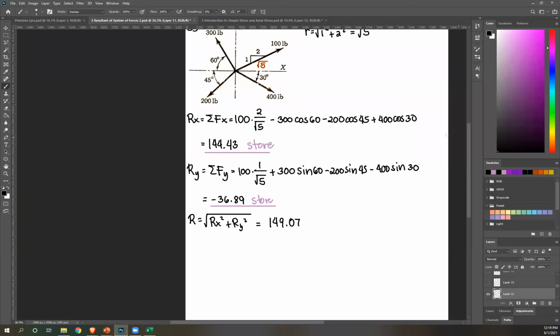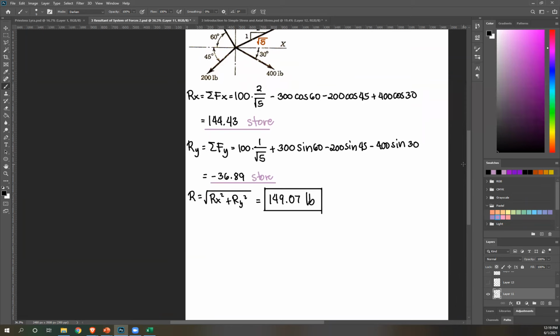149.07 units. Okay, now we're not done. This is just the magnitude of your resultant. Now we need to get the direction. To get the direction, we'll use our equation. Theta equals arctangent Ry over Rx. And it's not mentioned or written there, but this is just the absolute value, so you can just ignore the negative sign here in your answers when solving for theta. Okay, please solve for this. What's the answer here? What's theta?